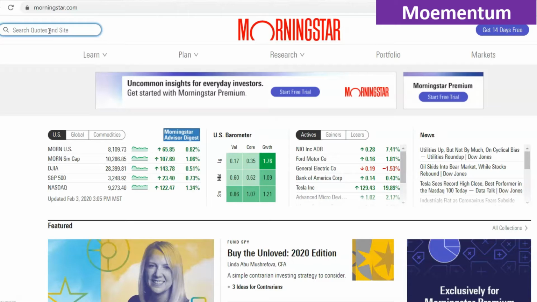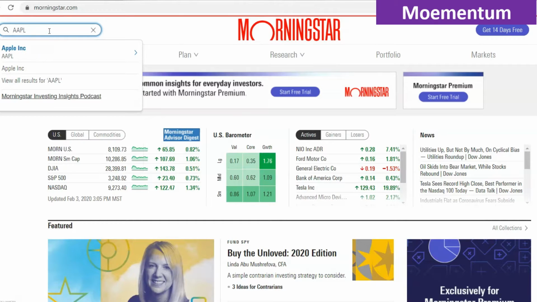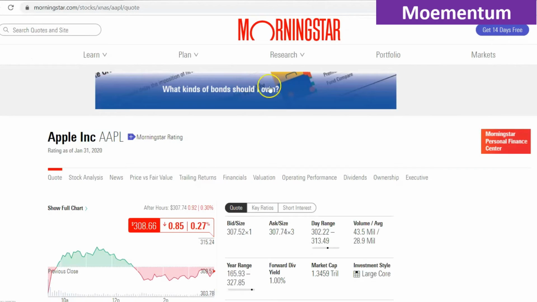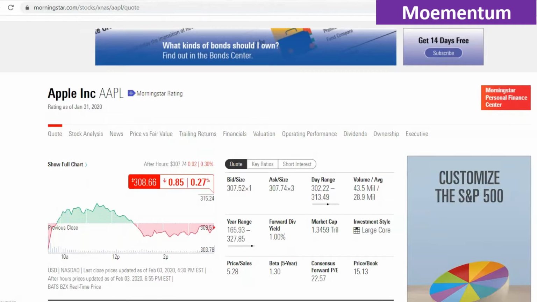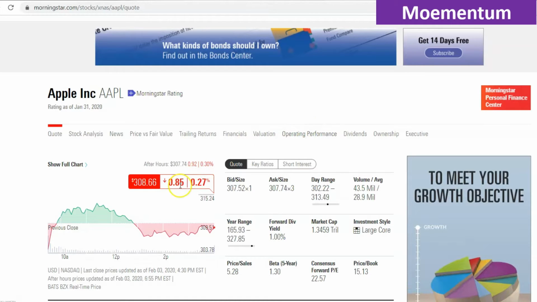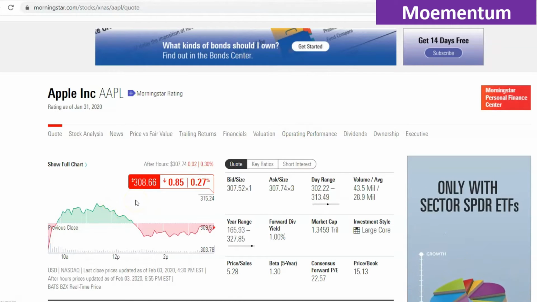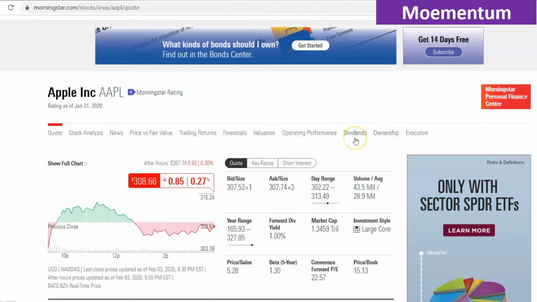As you can see, you could go to morningstar.com. At the top of the page, there's a section where you can search for the ticker symbol of your bond, exchange traded fund, or even your stock. For instance, if you own shares of Apple, I'm going to type the ticker symbol for Apple, which is AAPL. I click on it and Morningstar is going to load different details associated with this stock.